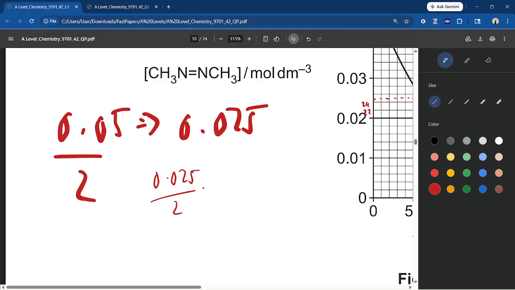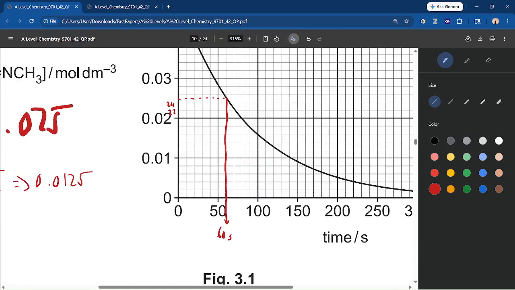Now we have to figure out what 0.025 divided by 2 is, which comes to around 0.0125. So 0.0125 is somewhere here. Just extrapolate that a bit, and it should be around here. And if you drag this down, would you look at that? This is 10, 20, 30, 40, 50, 60, 70, 80, 90, 100, 110. This is going to be 120 seconds.